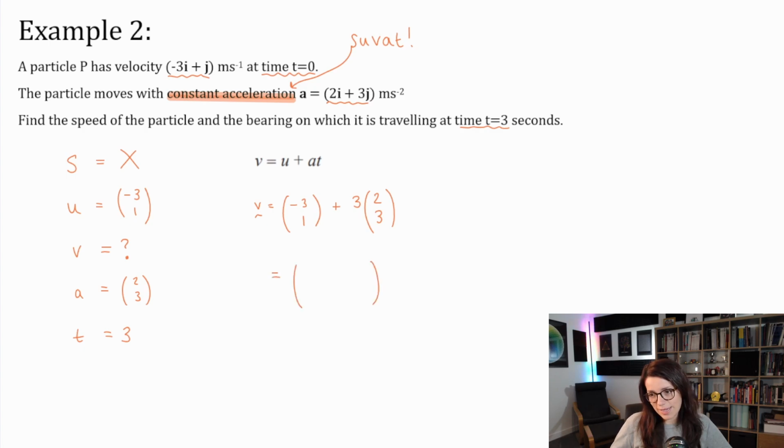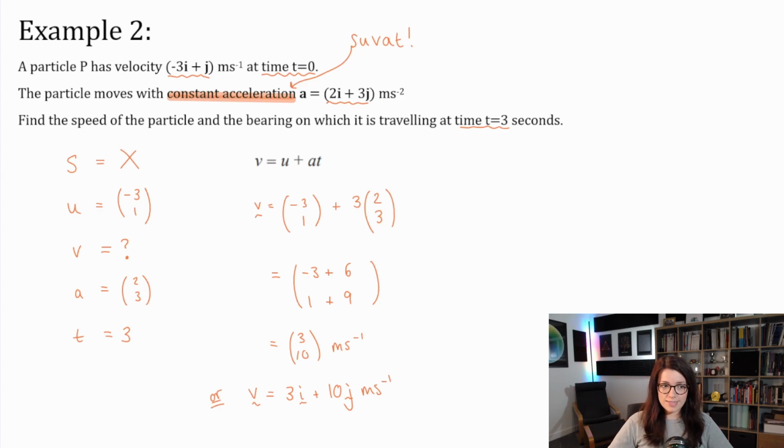So again, keeping it as a column vector for now, minus 3 plus 3 times 2, so plus 6, and then 1 plus 3 times 3, so 9, gives 3, 10. That's our velocity vector, so that's in meters per second. Again, if you prefer, you could work in ij format throughout, or you could change it back to ij format now if you want, so it's 3i plus 10j meters per second. That's just personal preference, up to you. Unless, of course, the question states specifically which format you need to use.